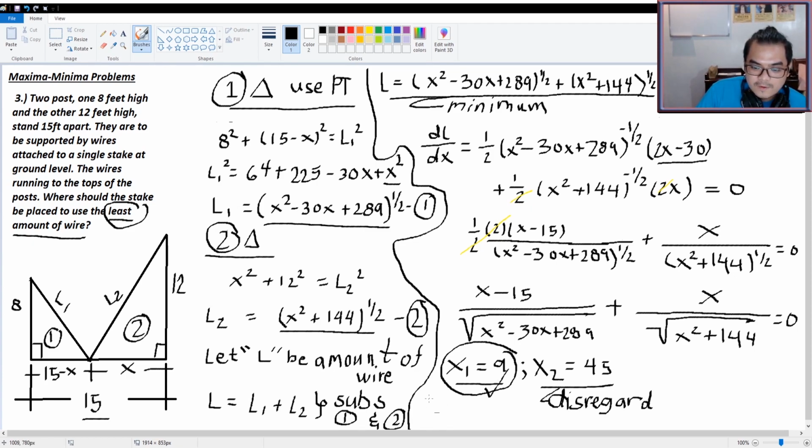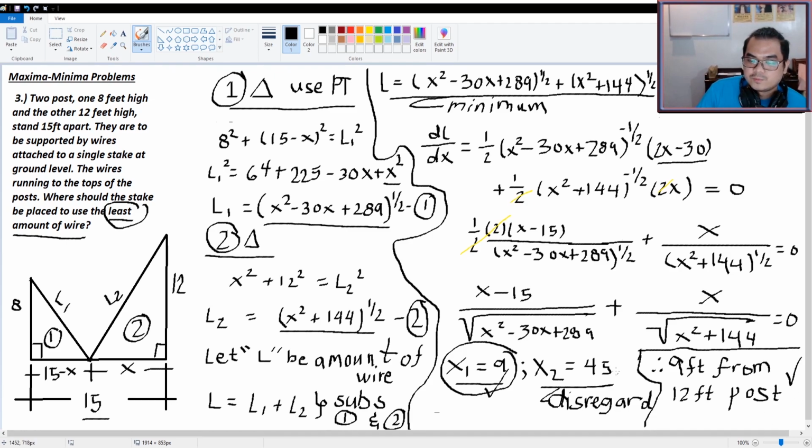Remember that this is 9. Therefore, your answer will be, I'll just put it right here: your answer is 9 feet from the 12 feet post. Okay, so that is your answer.